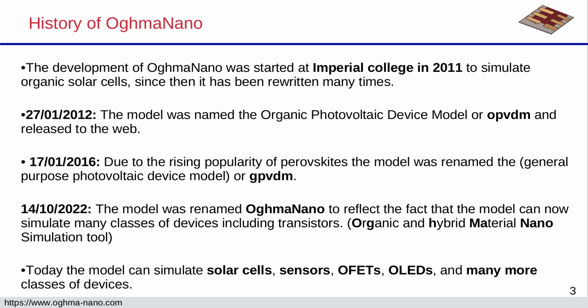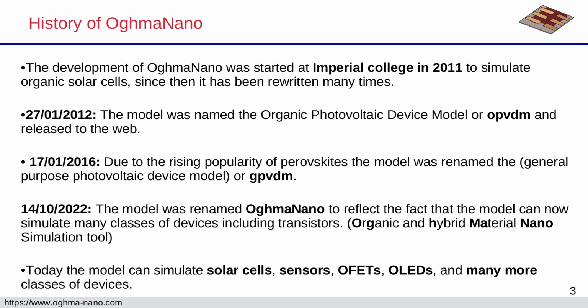And then this week, actually, or last week, I decided that GPVDM was not a very good name, because since it was released initially, the model's now able to simulate lots of other devices apart from just solar cells. So it can simulate transistors, OLEDs, sensors, optical filters, and it can do arbitrary ray tracing. So there's a lot of things it can do that aren't necessarily important to solar cells, and it's very useful for other applications. The other thing was GPVDM was quite hard to say.